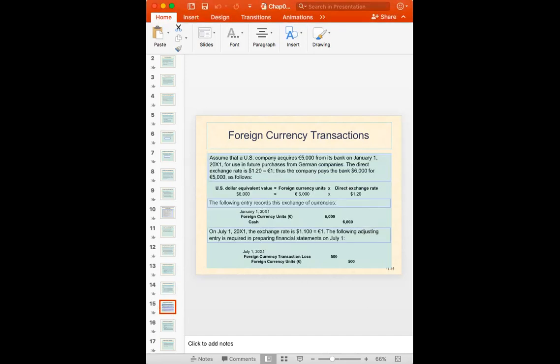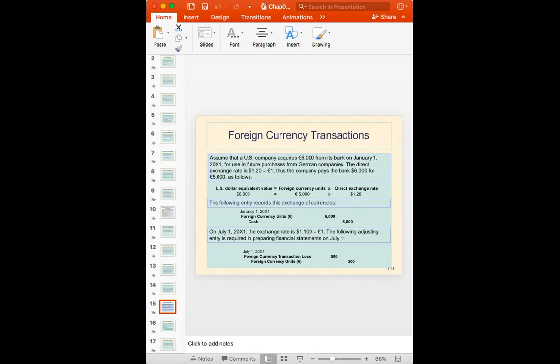Okay, so this is an example. Assume that a US company acquired 5,000 euro from its bank on January 1 for the future purchase from German companies. The direct exchange rate is $1.20, so the company pays the bank $6,000 for 5,000 euro. So let's have a look at this one. The US dollar equivalent value of 5,000 euro is $6,000. How can we get the number? Because the direct exchange rate is 1.20.